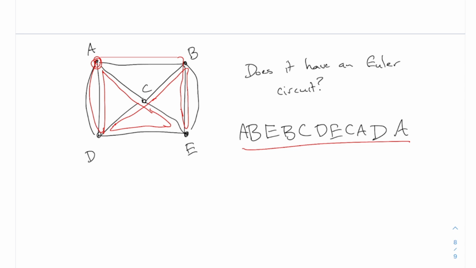Excellent. Like I said, there are many other ways that you could have done this, but this is one possible answer. So I suppose the answer here is yes. All right. We'll talk next time about how you can tell. Actually, it's very easy to tell if you know what to look for.